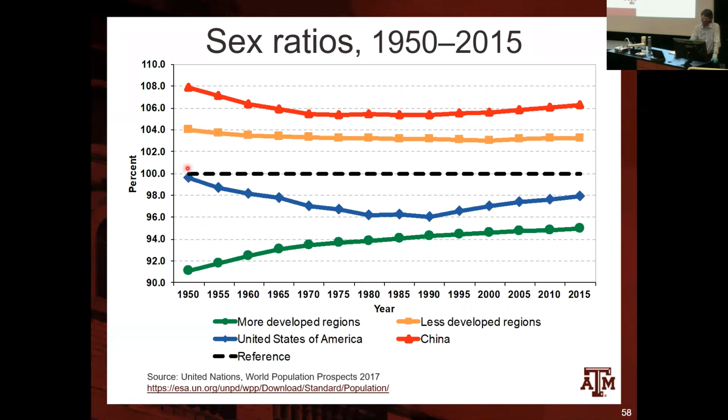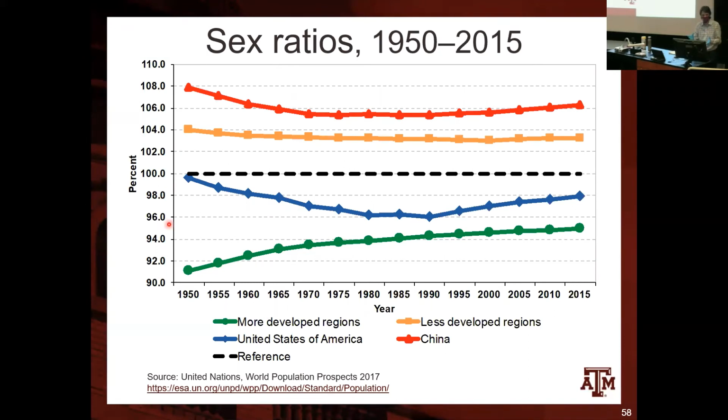So why are these numbers below 100? Why is it not closer to 100 here? Why do we have fewer men than women in these more developed regions? Who lives longer, men or women, on average? Women. Women live longer on average. So in these countries, if we have a similar number of boys and girls being born, over time, since women live longer on average than men, you will have overall more women than men. So you have fewer men than women, right?